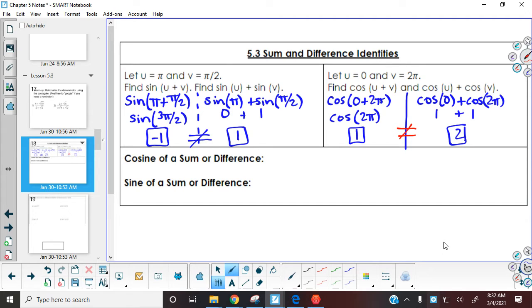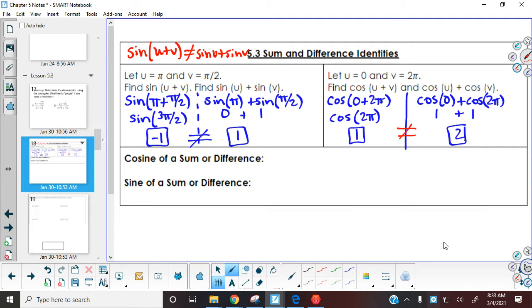So all that to say this, if you look at these, for both sine and cosine, I'll just write it for sine though, you can't just split up addition. What I mean by that is sine of u plus v does not equal sine of u plus sine of v. And then the same thing for cosine. What we did in the blue is a specific example to show that those are not equal. So what you need in your back pocket are these cosine of a sum or difference and sine of a sum or difference identities.